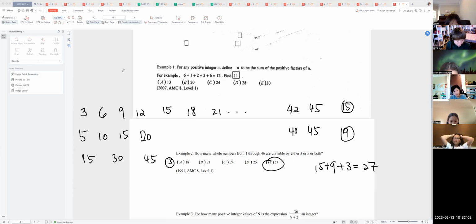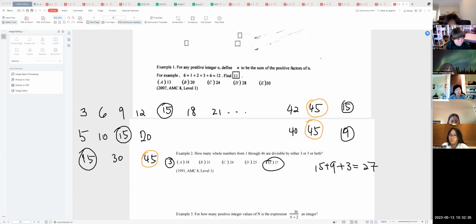Is it right? No. Why is it not right? Because you added 3 times or something. Because 15 is here, 15 is here, and 15 is also here. Correct, everybody? So 15 has been added how many times? 1, 2, 3. 3 times. And not to mention 45, 45, and 45 are also there.